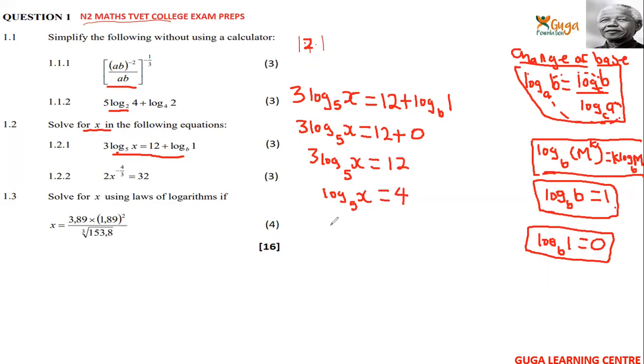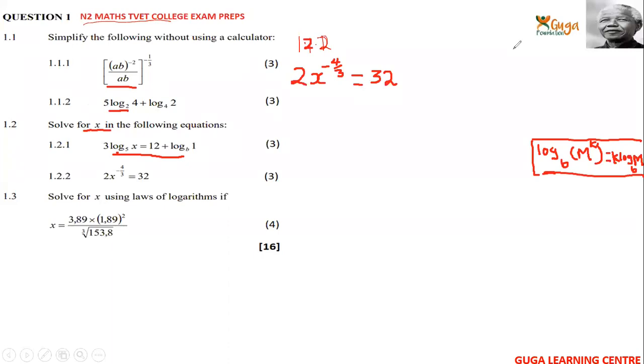Now we are solving for x. Your x will be equal to your base, which is 5, so it's going to be 5 to the power of 4, which is equal to 625. And then let's go to the second one.